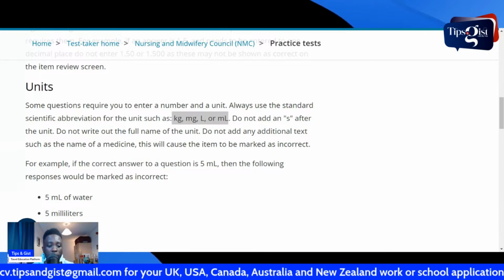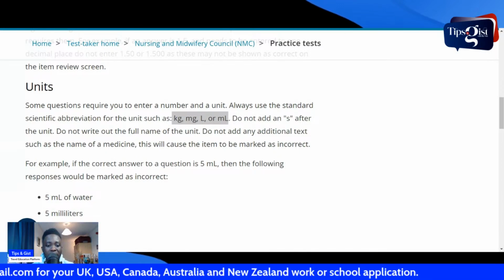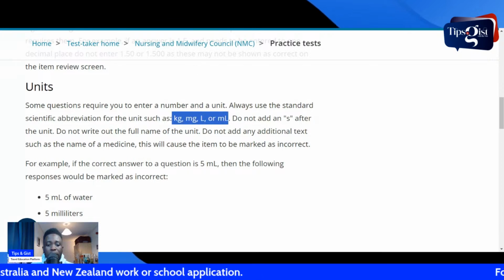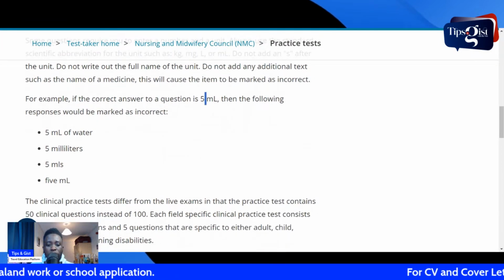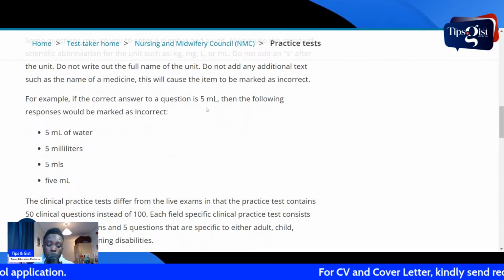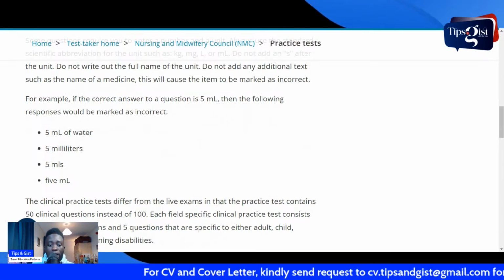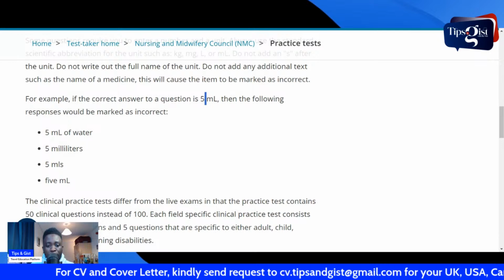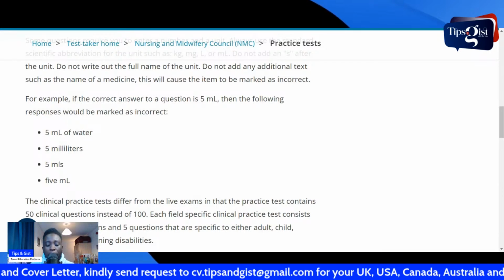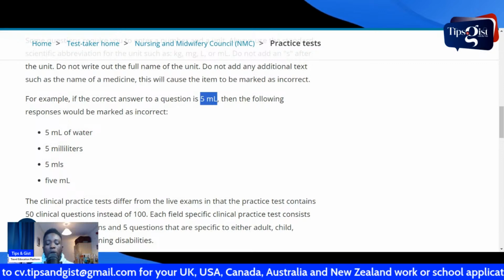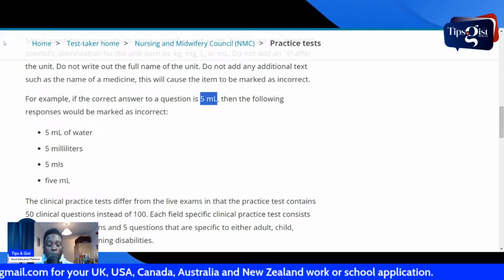All right. So for example, if the correct answer is 5 mils, that is 5 ml. You see how they wrote it. You write the 5, you give a space. Don't forget you are going to do the exams on a computer. It's a computer-based test. So you have to give a space. So you type your 5, you give a space. You write small m, capital L, and that is the correct way of writing 5 mils or 5 milliliters. All right. So please don't forget.